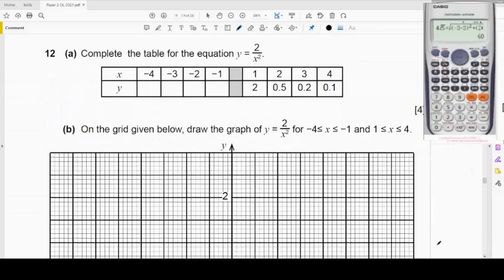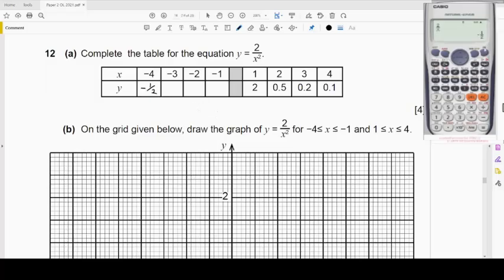Okay, number 12, complete the table for the equation y is equal to 2 over x squared. So we are given the x values, so we just need to complete the table. So you say 2 divided by negative 4 squared. Something you can do on this calculator, you can write 2 over x and click that button, calc, and then you substitute, type in negative 4. This is negative a half, then you write it here.